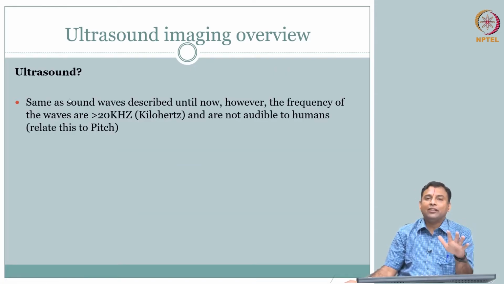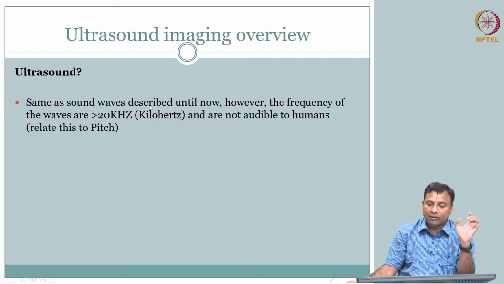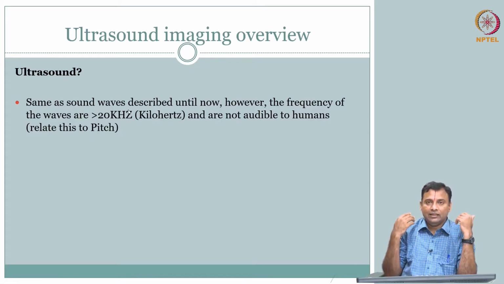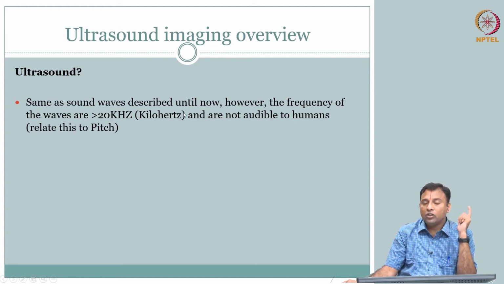It is the same as the sound that we covered. All the understanding that we built using sound applies. Ultrasound is just one specific class where the frequency of the waves is greater than 20 kilohertz. That is beyond your audible range. Relate this to pitch, shrill pitch. For human beings the limit is 20 kilohertz, but some animals have a higher audible range.